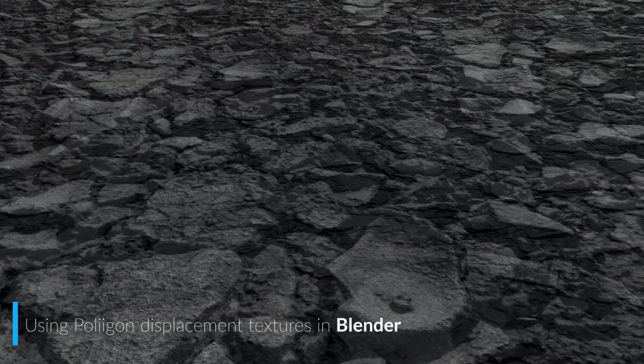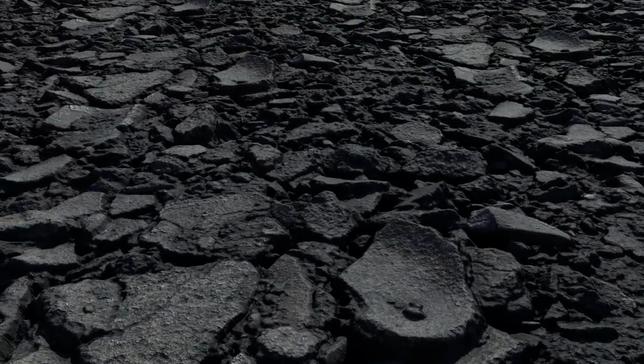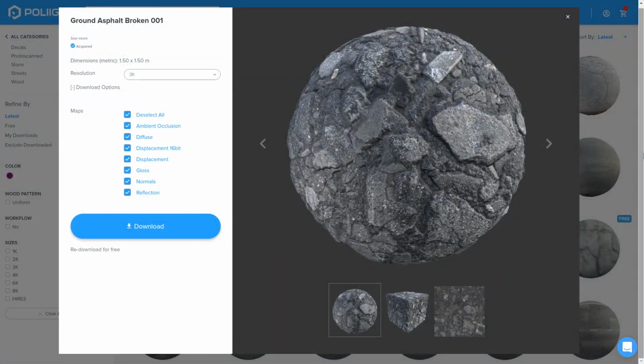In this video we're going to look at how to properly make use of a polygon displacement texture in Blender. Before we get started though, let's take a look at the material that we'll be using. It's this one, Ground Asphalt Broken 001, and it's definitely one of my favourite materials here at Poliigon. Really nicely displaced ground material, which is ideal for demonstrating this. So I have that saved and available for use, and I'll link it below the video. Okay, let's head over to Blender.